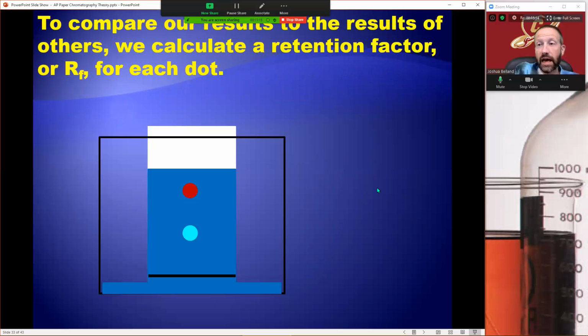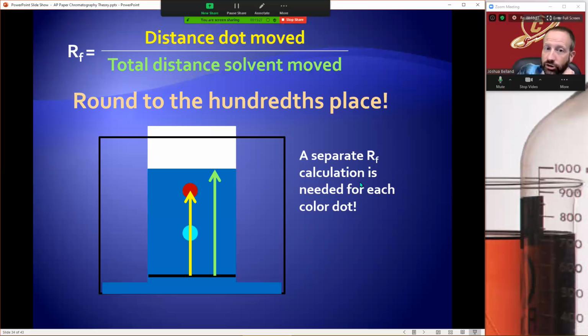Okay. Now, what we actually do in chemistry so we can communicate results to each other from one experiment to the next is we find an RF, a retention factor. In order to find a retention factor, we are going to take the distance the dot moved. So here my red dot moved this far, the yellow arrow. And we're going to divide it by the distance the water moved from the same start line the purple dot was on to wherever I stopped the experiment. Okay, so we divide, and it'll always be a smaller number divided by a larger number, and for some reason we just always round to the hundredths place. It's just what we do. So here it might be like 0.83.